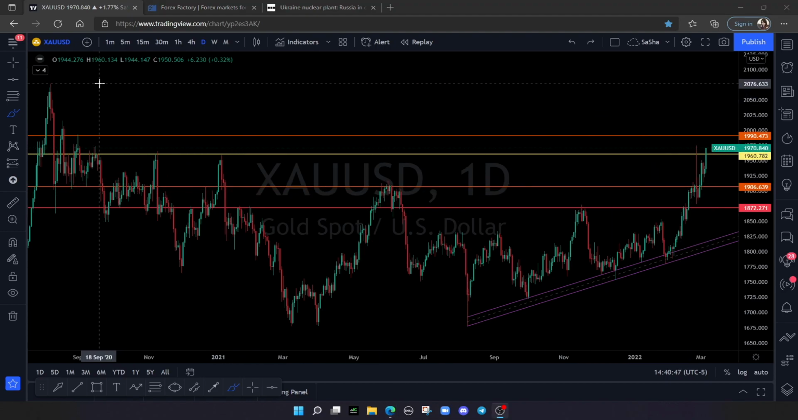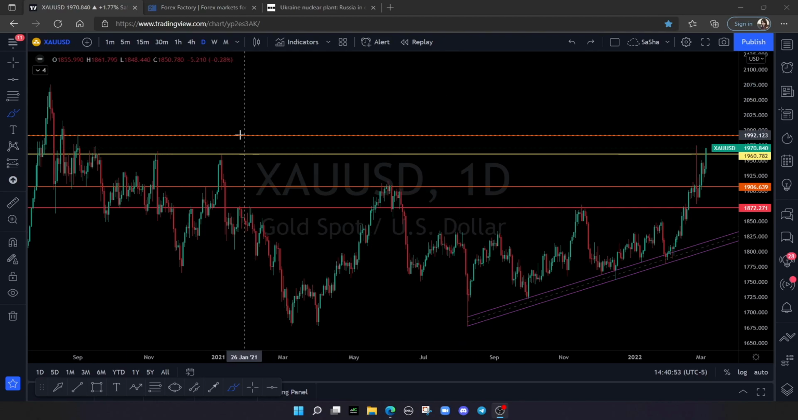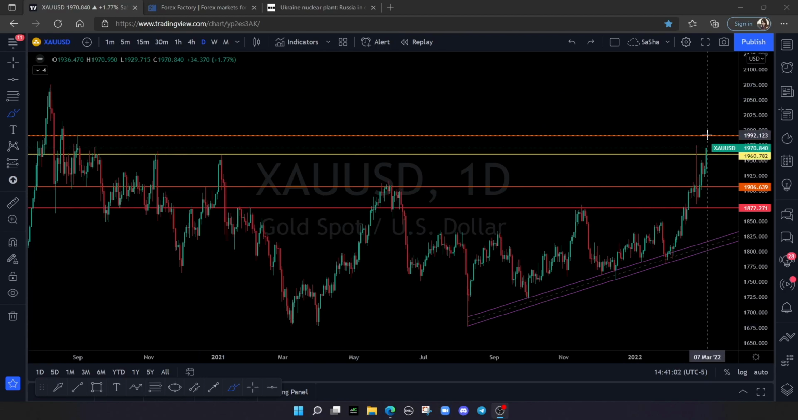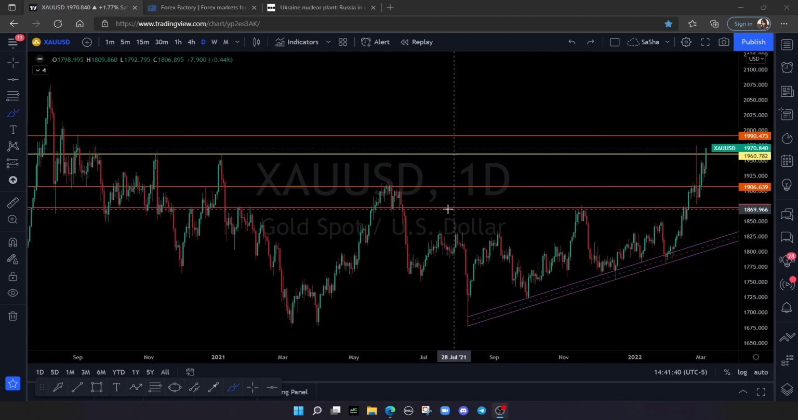Between 1970 and 2075, we have only one resistance, that is this level here. And this is also the 78% retracement from the high to the low. That's the only level we have. If this level is crossed, we can be making further new highs. In case this 1990 level is rejected, then we have our horizontal support here, the 70-75 area. All this area is the horizontal support. Below that, we have our trendline support as well, around the 1820, 25-ish level.